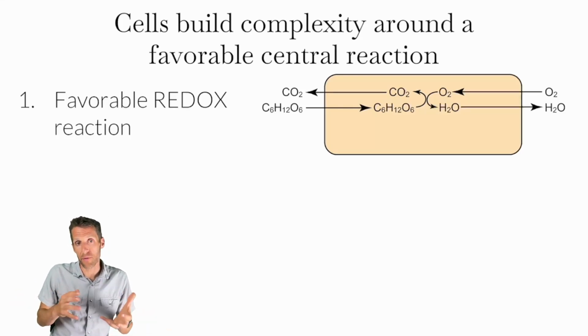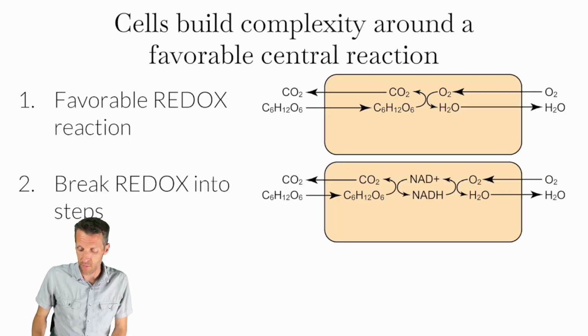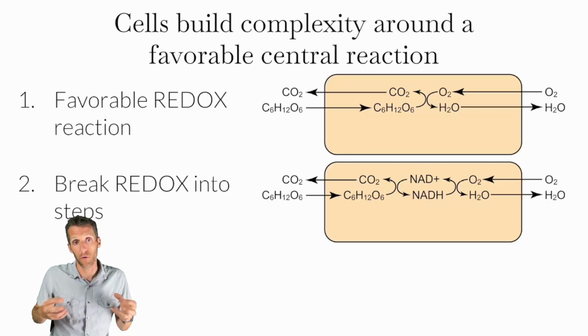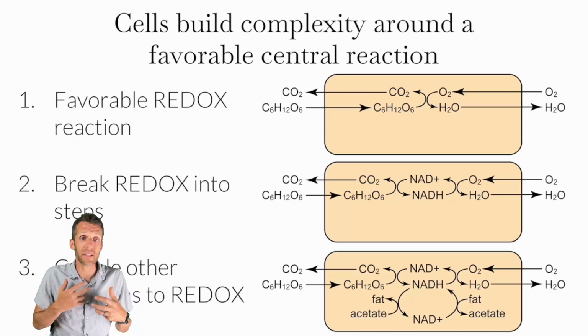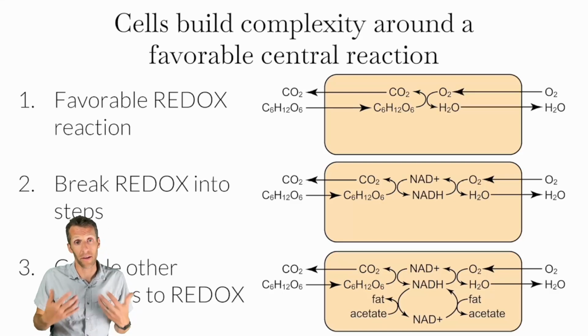The way cells capture the energy from this favorable reaction is by breaking this single reaction into multiple steps, which I'm showing schematically here with this representation of this molecule of NAD+, which cycles to NADH and then back to NAD+. And this breaking of this single redox reaction into multiple steps lets them do other interesting chemistry. So for example, I'm showing here NADH. If you oxidize it to NAD+, maybe a cell can use that to build fats from acetates.